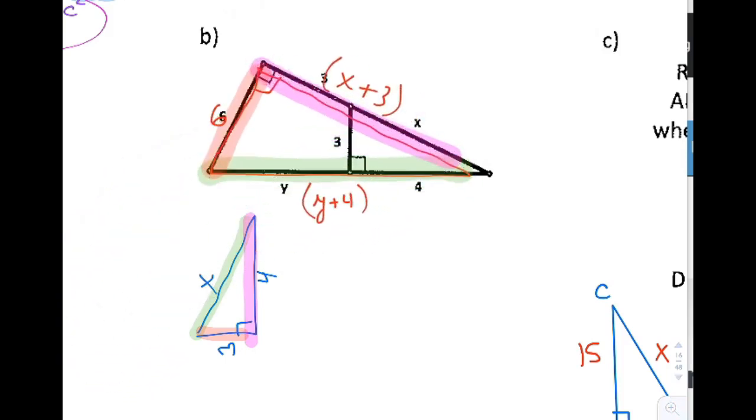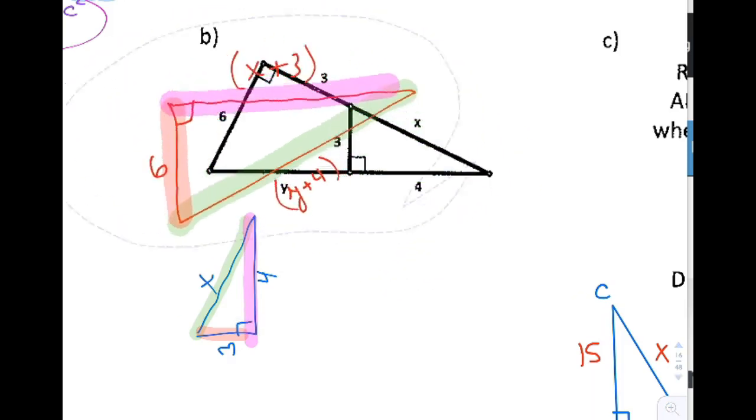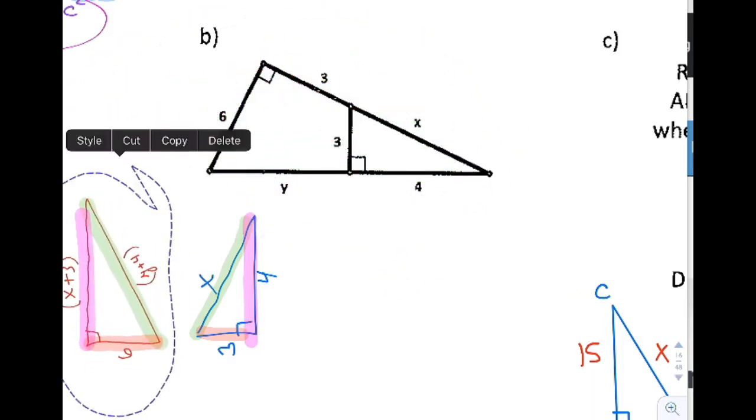This was that one originally, so I just copied it over. 6, 3 plus x, or x plus 3, and the bottom is y plus 4. So once I had that figured out, either with patty paper or just with your eyes or even with a highlighter, I do suggest you redraw them, and I put it over here.